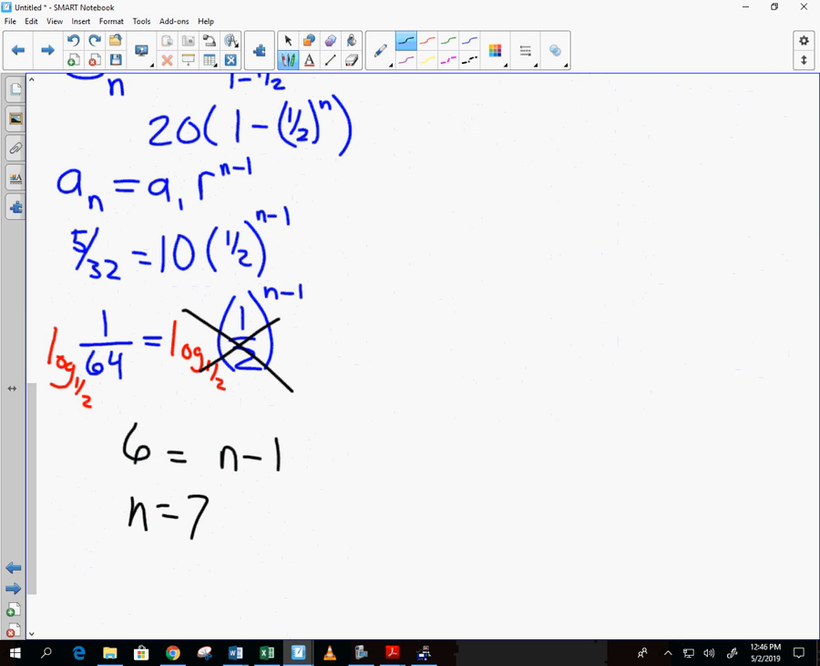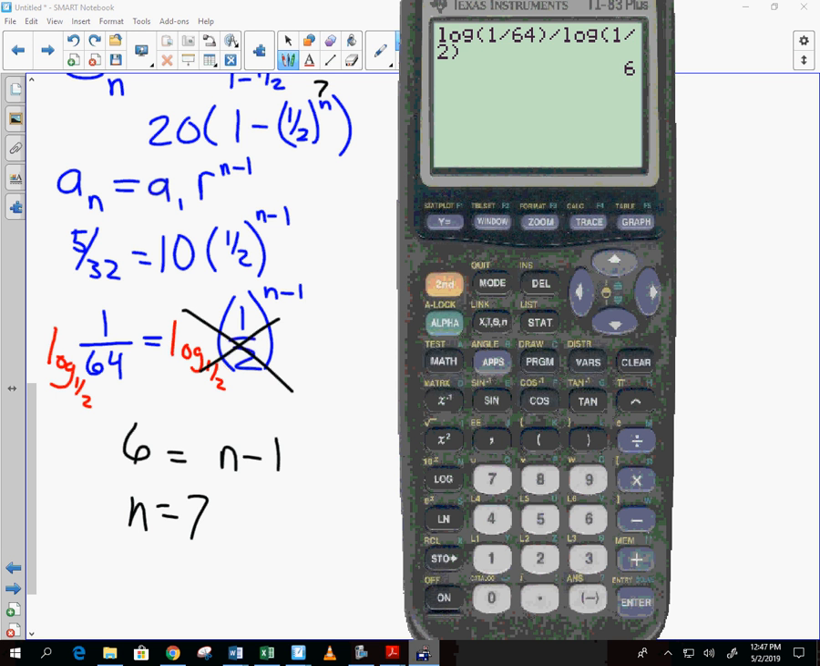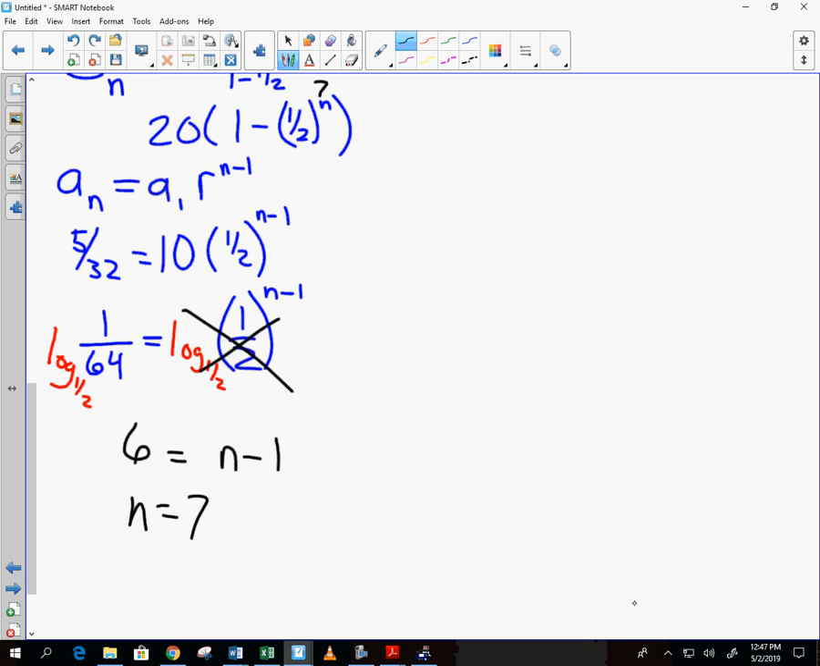So I go back up to my problem, and I say n is 7. I'm going to go ahead and plug that 7 in now. 20 times 1 minus 1/2 raised to the 7th power, and I get 635 over 32.